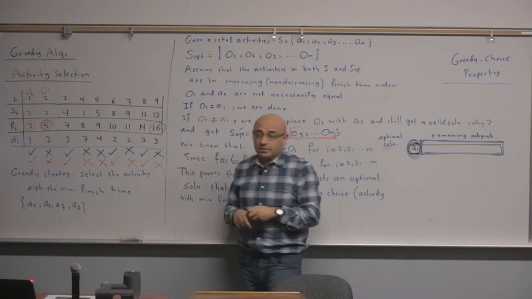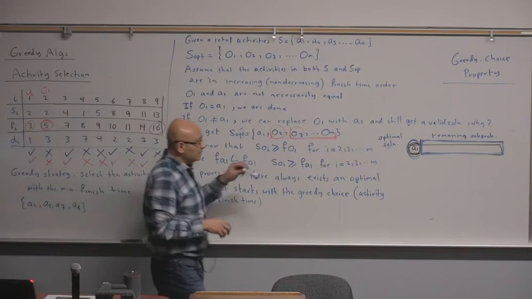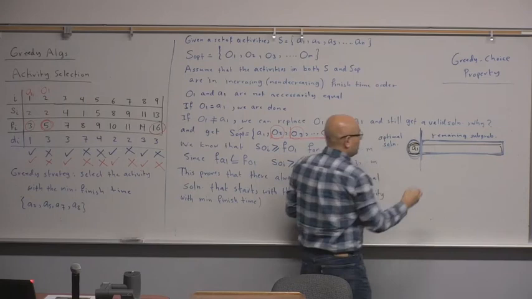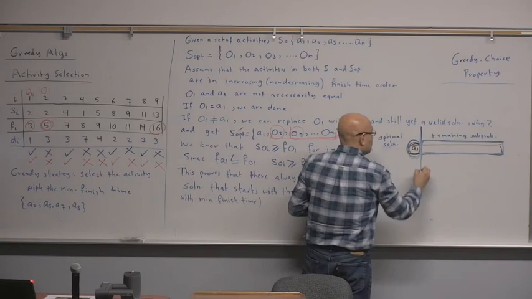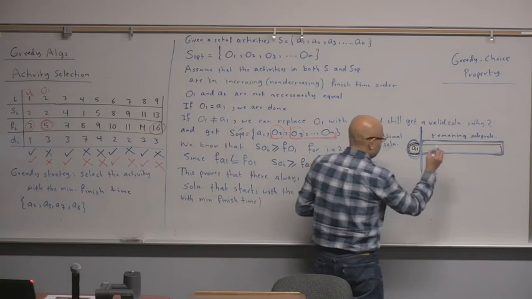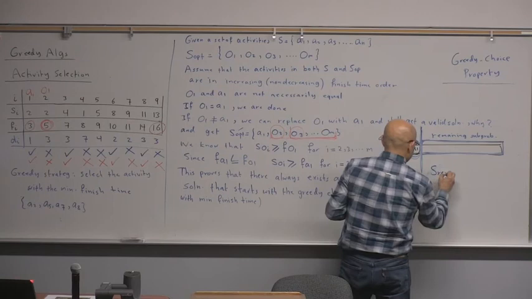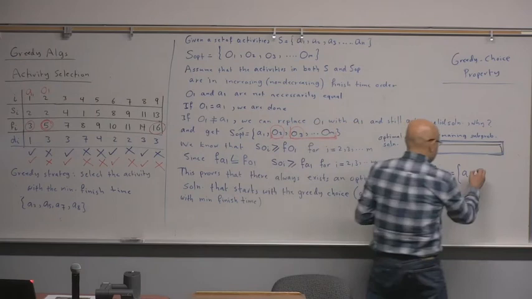Okay, so this is possible in this problem because what is the remaining subproblem? The remaining subproblem is looking at the activities whose start time, the set of remaining activities S, is the set of activities Ai such that Si is greater than or equal to F1.